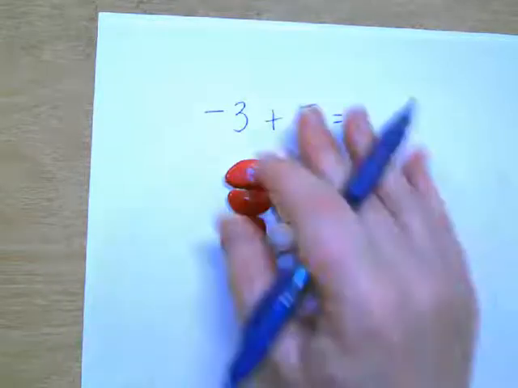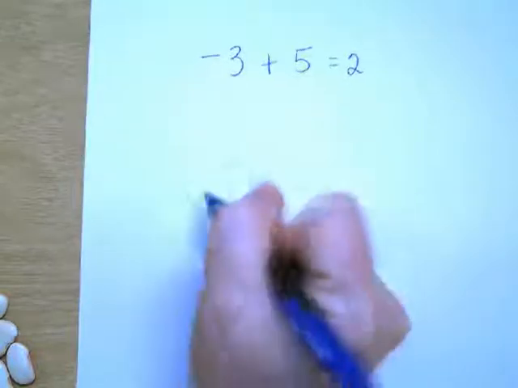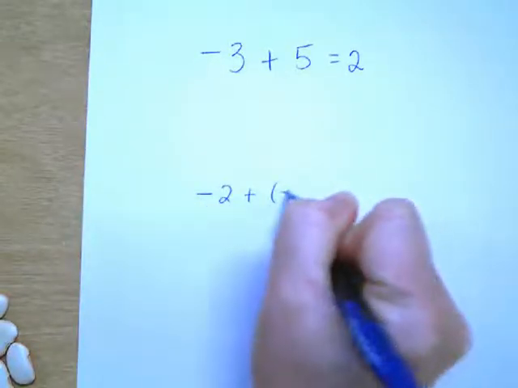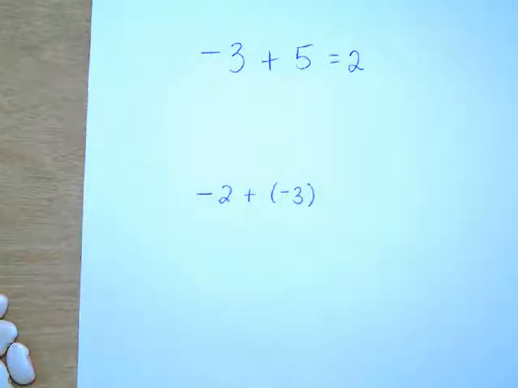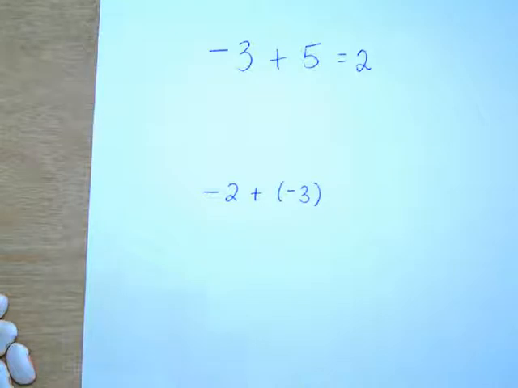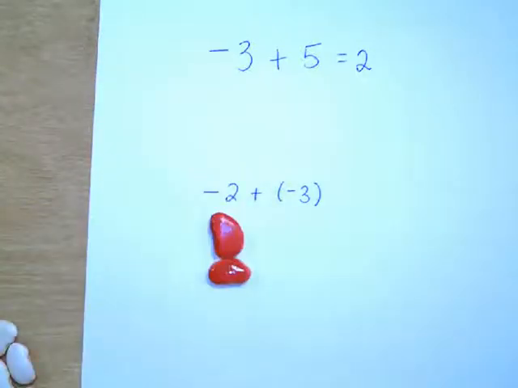Okay, let's try another one. What if I have -2 plus -3? So -2, I'm going to have 2 red ones. And -3, I'm going to have 3 red ones.